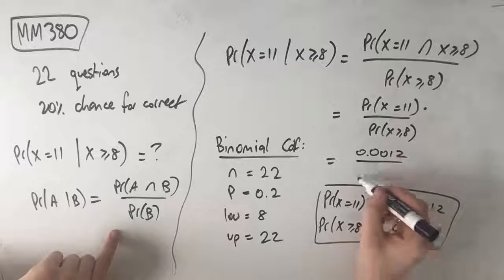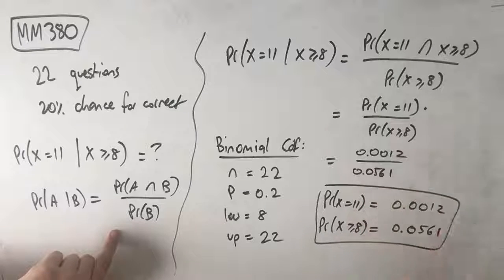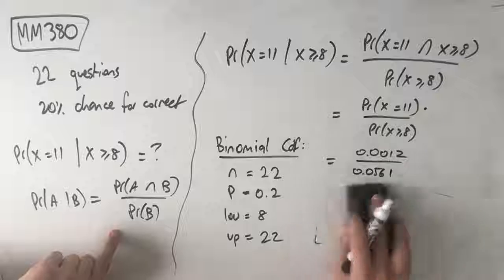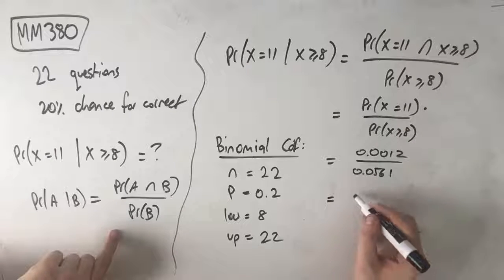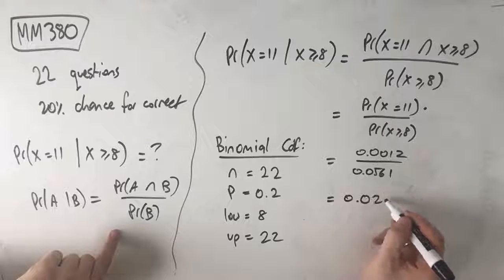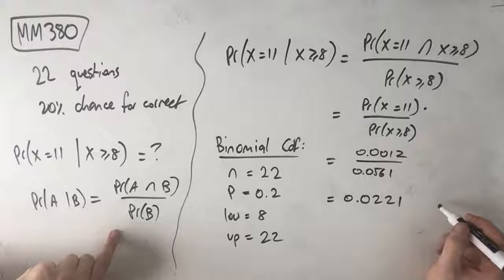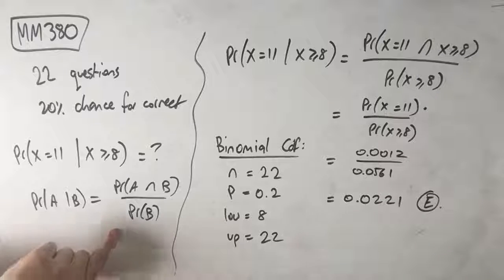So these are our probabilities, which means that this is equal to 0.0012 over 0.0561. Awesome. Now, what this spits out is 0.0221, which is our answer of E. So E is our answer, guys, for MM380.